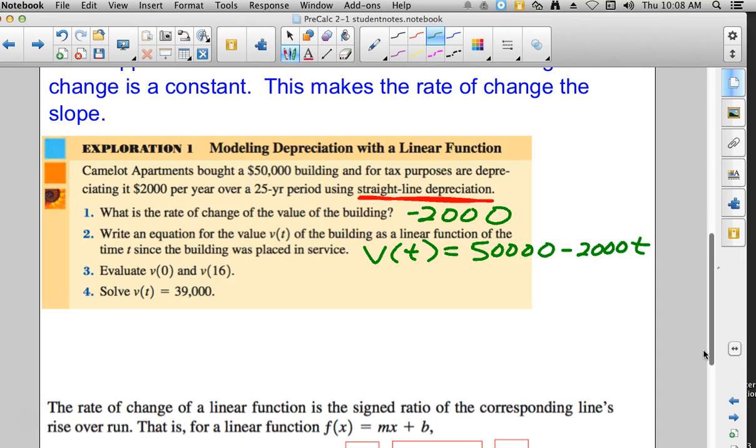And then it says, well, evaluate it. Hey, what if t is 0? V of 0, what would we get? Well, that means no time has passed, so it's not depreciated at all. So that'll be $50,000. No time has passed. And then for v of 16, we're saying, okay, 16 years later. Well, let's see, 16 times 2, that's going to be 32. So 50,000 minus 32,000 is 18,000.